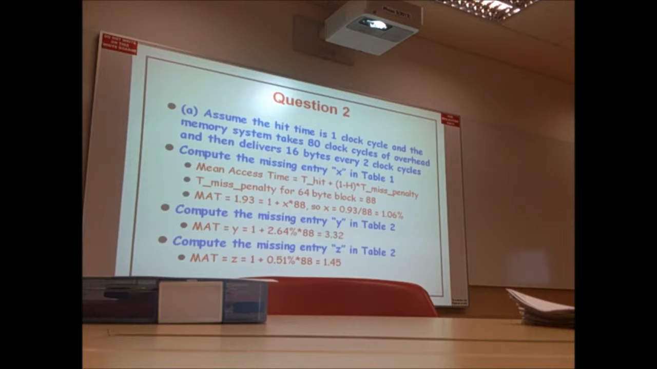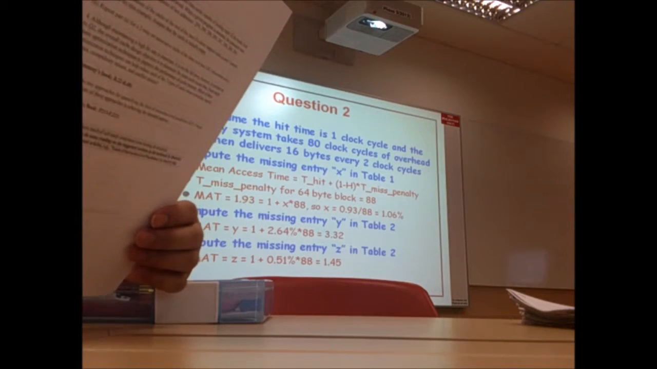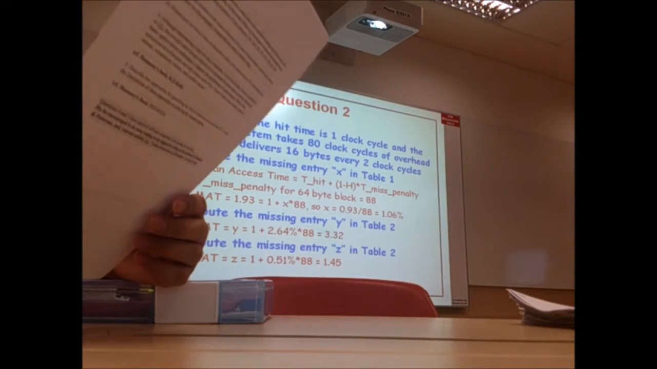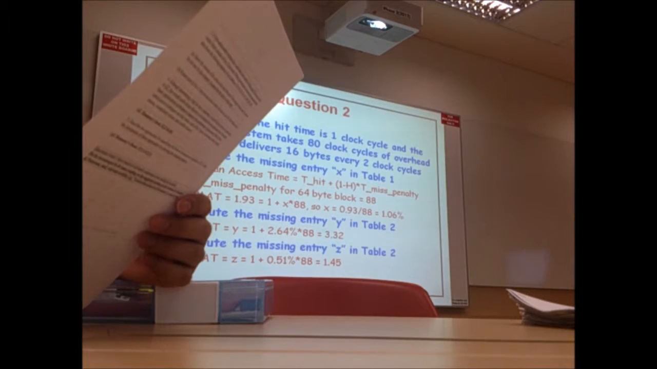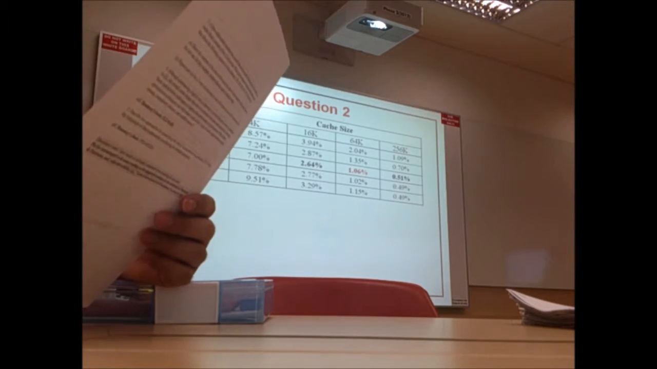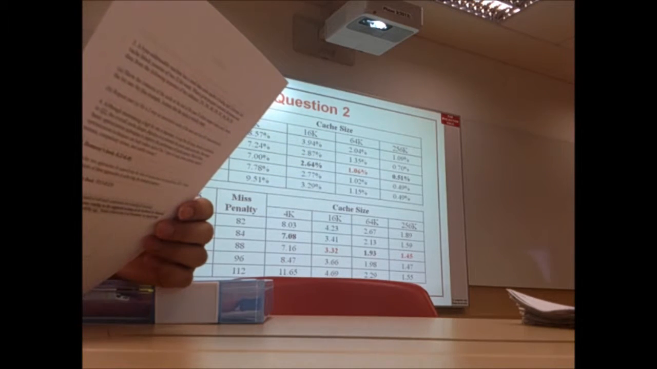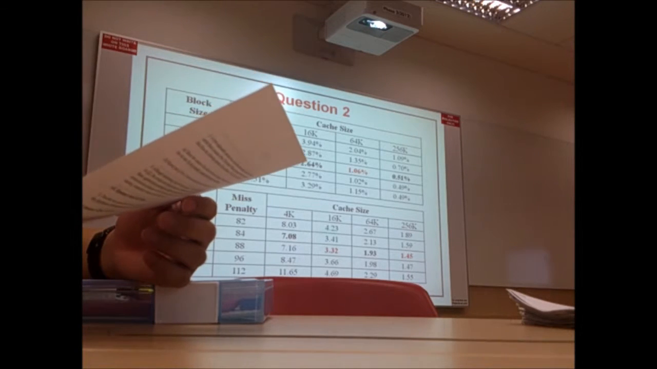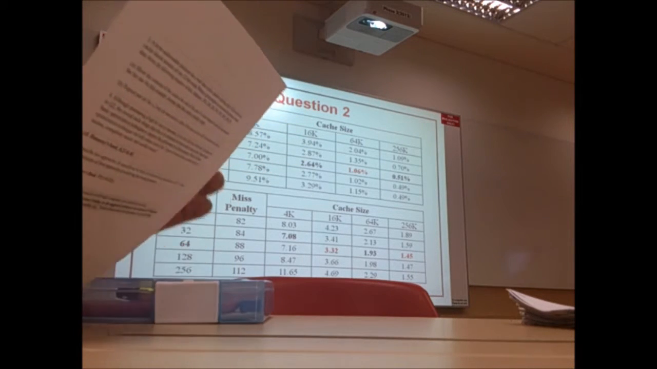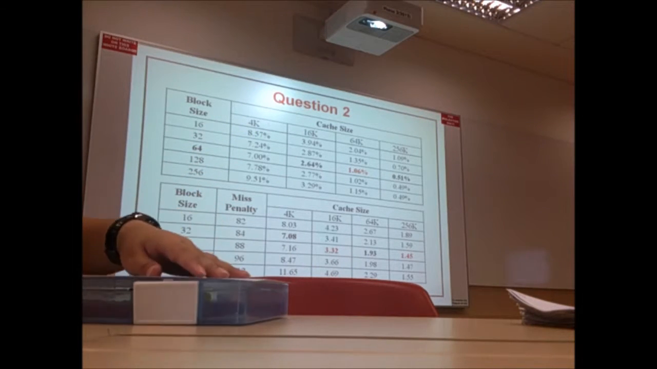How do you get 88 again? For the miss penalty to go to memory is 80. Then in the question, every 16 bytes is 2 clock cycles. So 64 divided by 16 is 4. Four times 2 is 8, and 80 plus 8 is 88. So this is our new table that we have. We filled in the values of x, y, and z. Any more questions about this new table now?